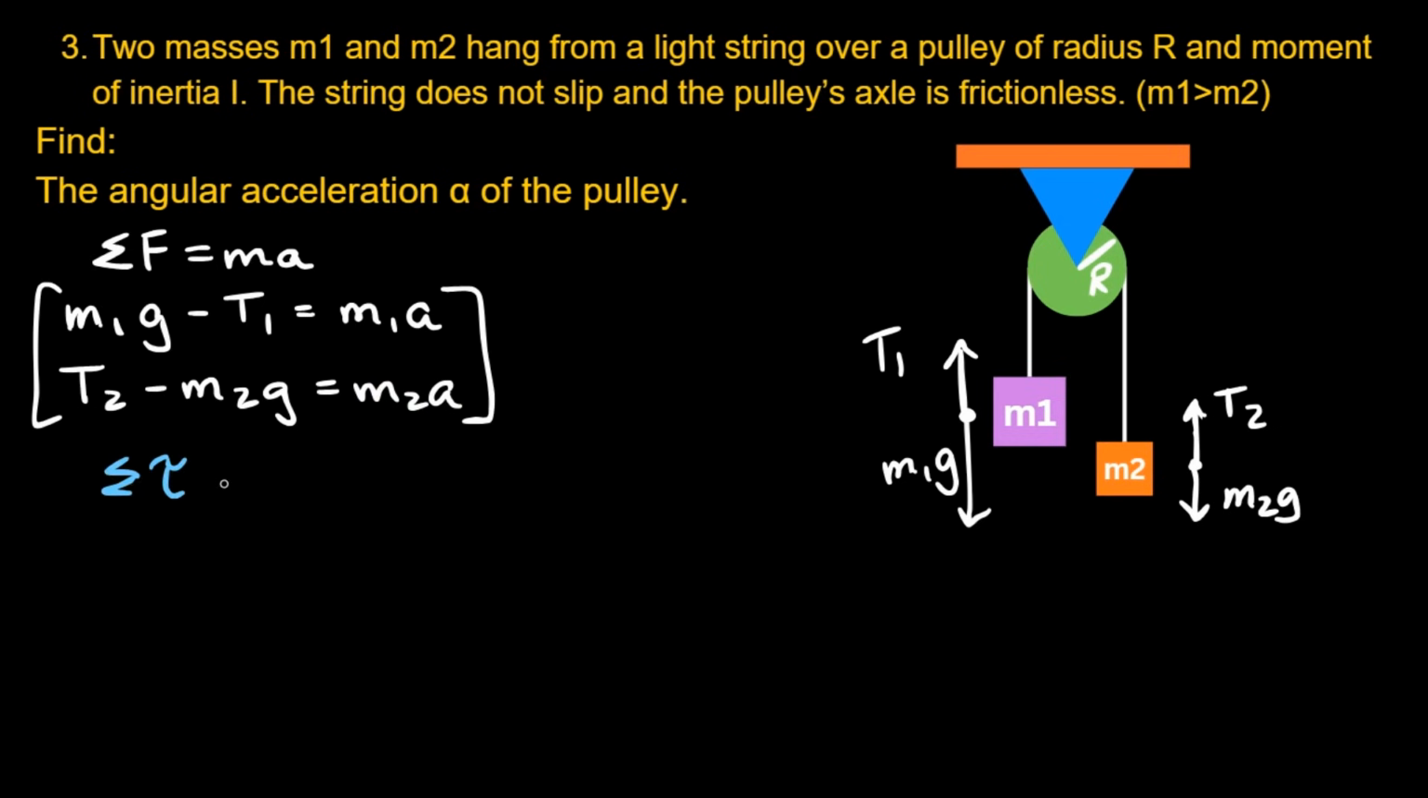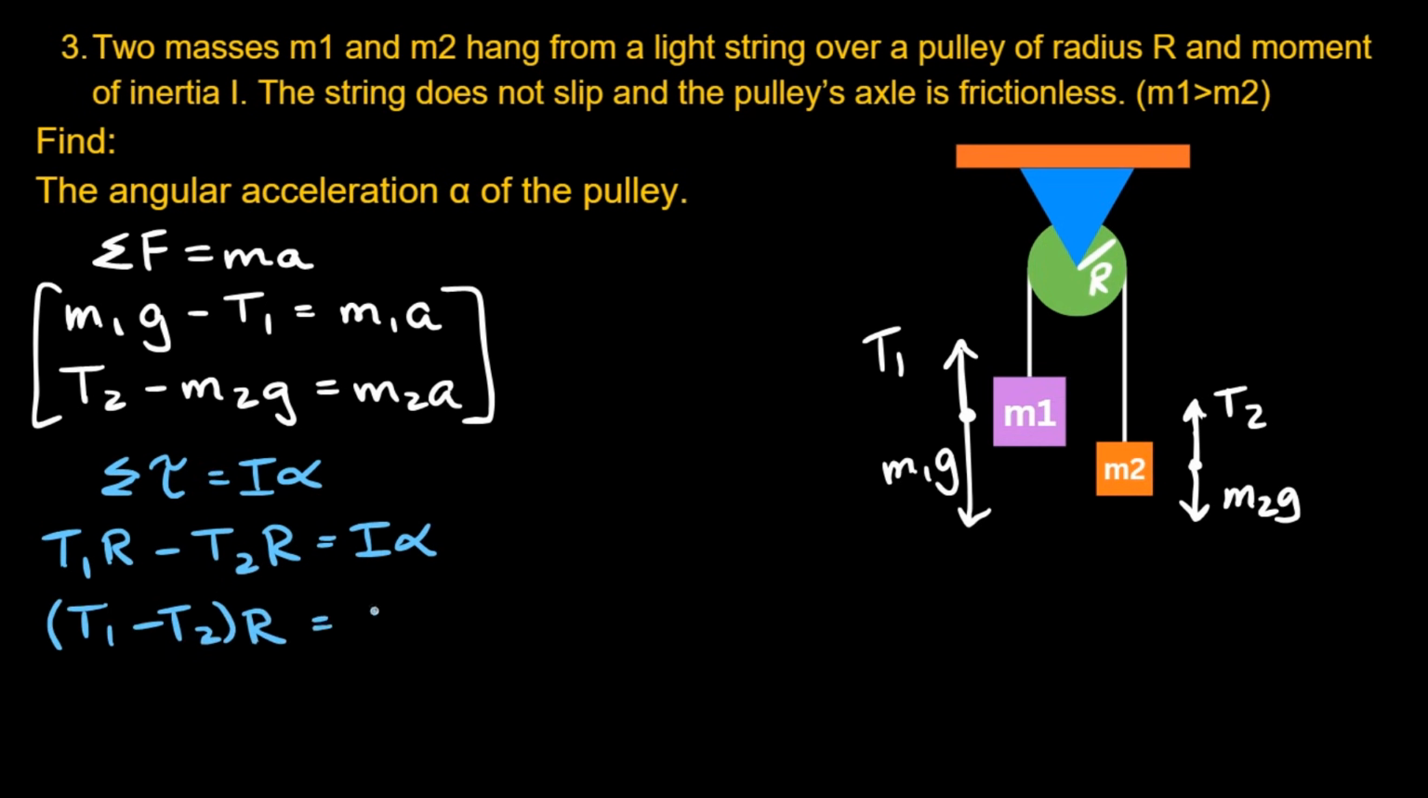Now we're going to use the rotational version of Newton's second law, which is the net torque is equal to the rotational inertia times the angular acceleration. The net torque is T1r minus T2r, and all of that is equal to I times alpha. We're going to factor out the r, and we get (T1 minus T2) times r is equal to I times the angular acceleration. We're going to substitute for T1 and T2 from what we solved earlier.